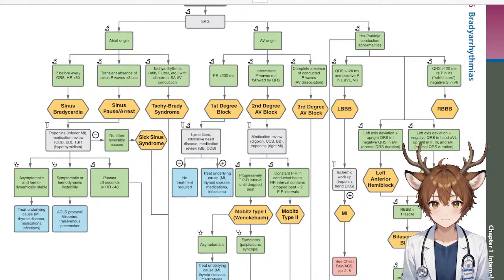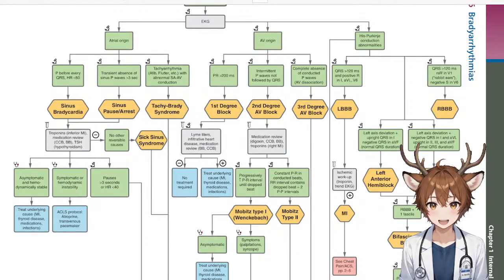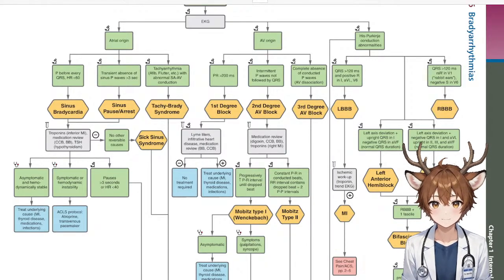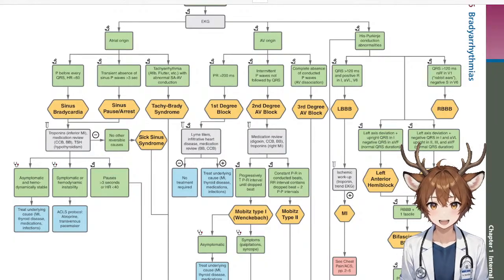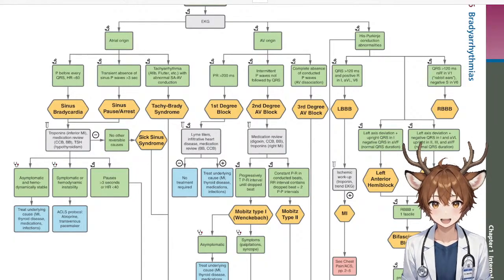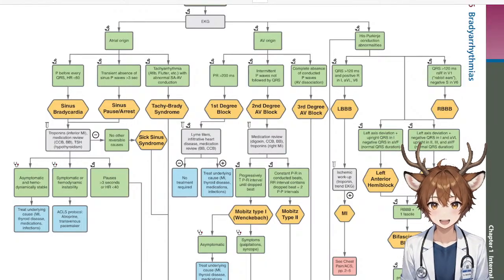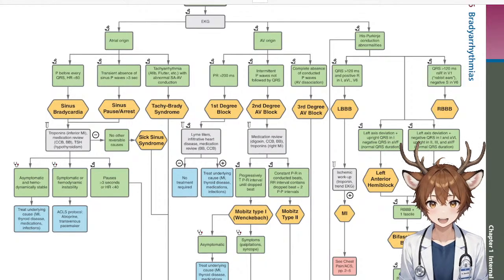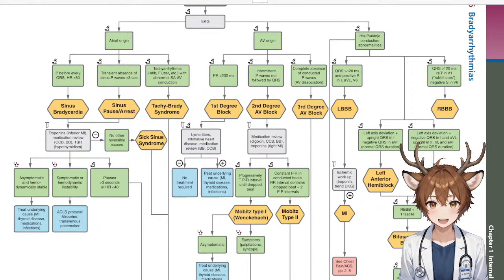So in a first degree AV block, you do Lyme titers, infiltrative heart disease, medication review, beta blockers, calcium channel blockers. If it's negative for that, then no treatment's required. If it's positive, treat the underlying cause: MI, thyroid disease, medications, infections. What about if you had a second degree AV block, in which case you do medication review, digoxin, calcium channel blockers, beta blockers, troponins, right MI.